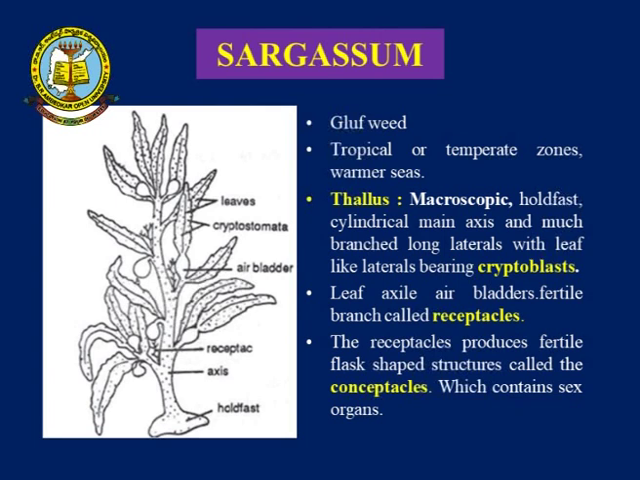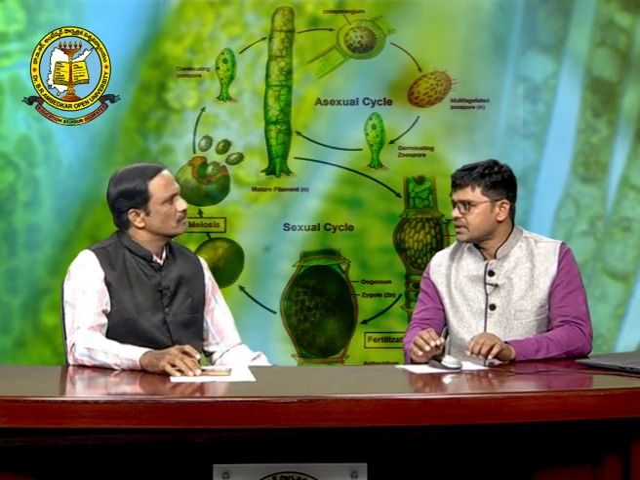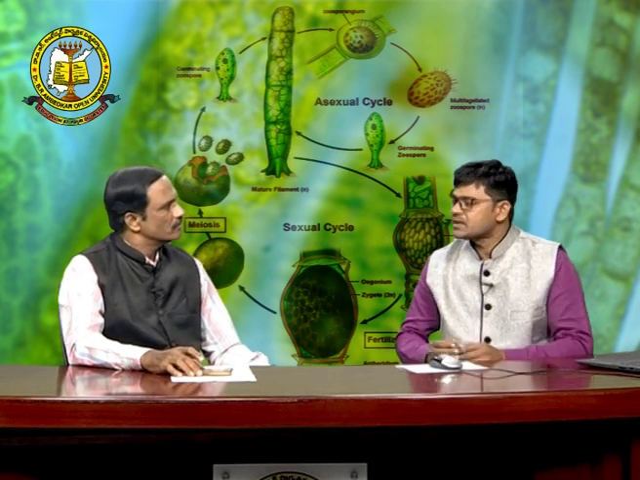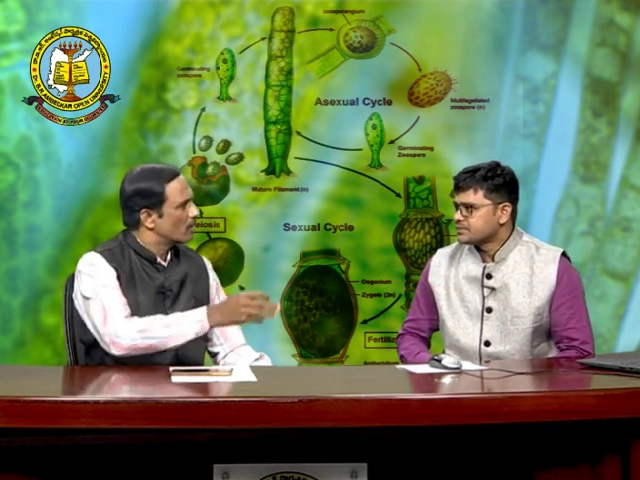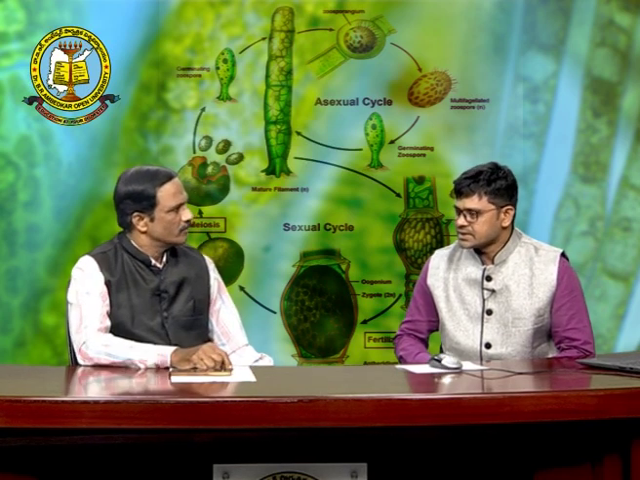If you take Sargassum, another name is gulf weed. They are mostly found in oceans, in littoral and sublittoral regions, in tropical and temperate zones. The thallus is a macroscopic structure. Oedogonium is not macroscopic, it is microscopic, but we can directly recognize Sargassum without a microscope. It is seen by our eye directly. It looks like a mini plant. Oedogonium we only look at under a microscope, not with our eyes. That is a variation.